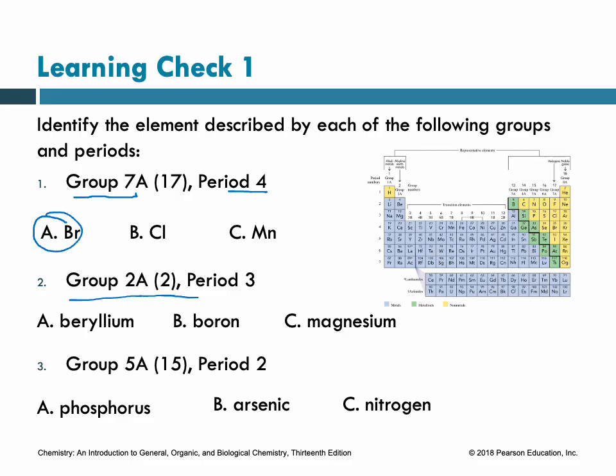Group 2A, period number 3. So we go to group 2A, which is basically this column. Period number 3 is this particular row. So the element that exists is Mg, which is magnesium. So you should be able to recognize the groups and periods on a periodic table.